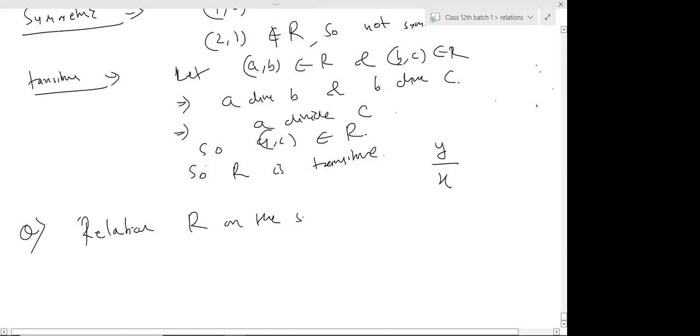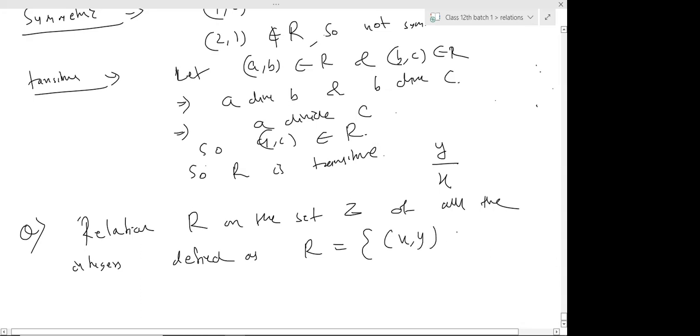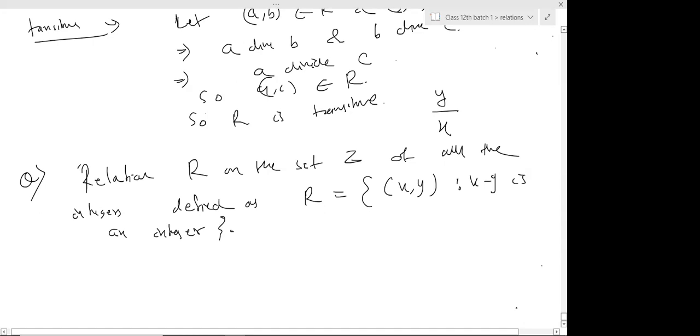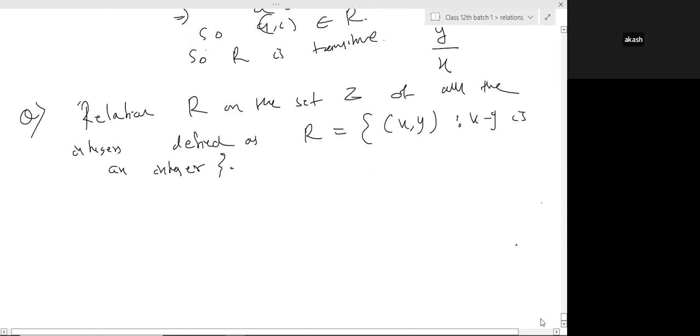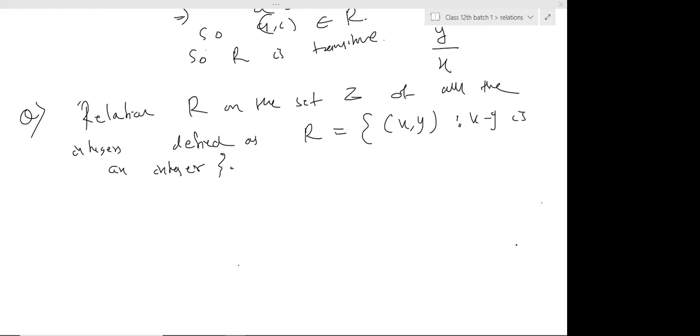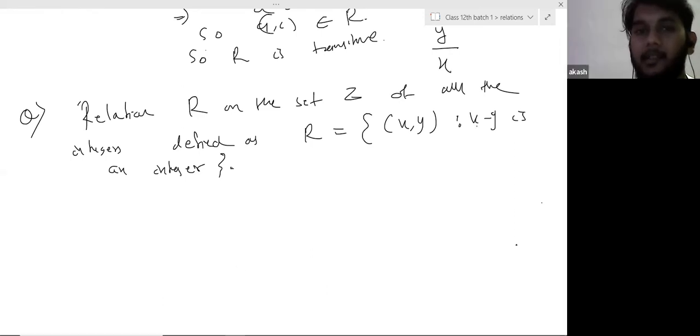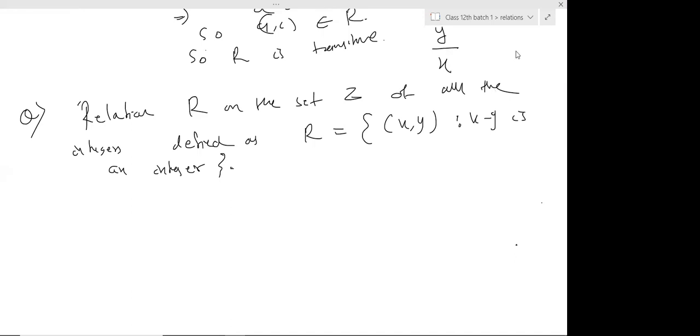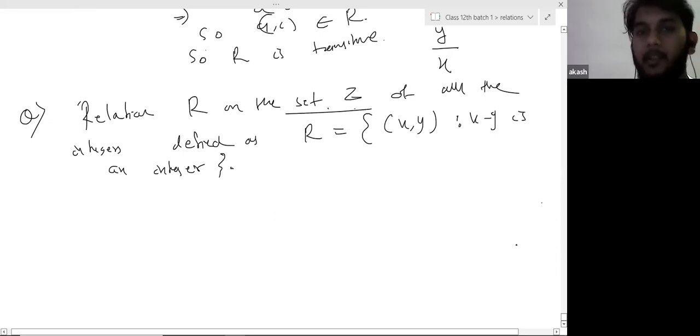Relation R on the set Z of all the integers is defined as R equals {(x, y) such that x minus y is an integer}. Let's solve this and please write the answer properly. Try writing the answers in the proper format. And x, y are also integers because we are talking about the set Z.